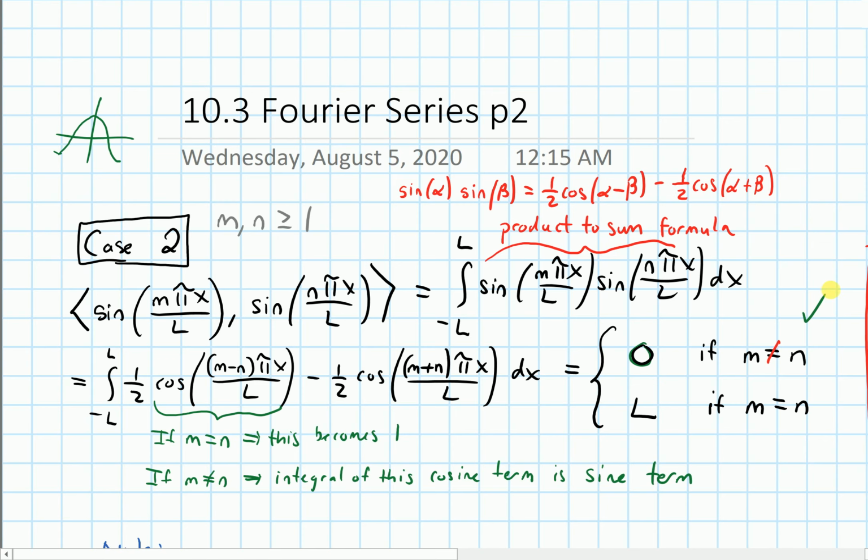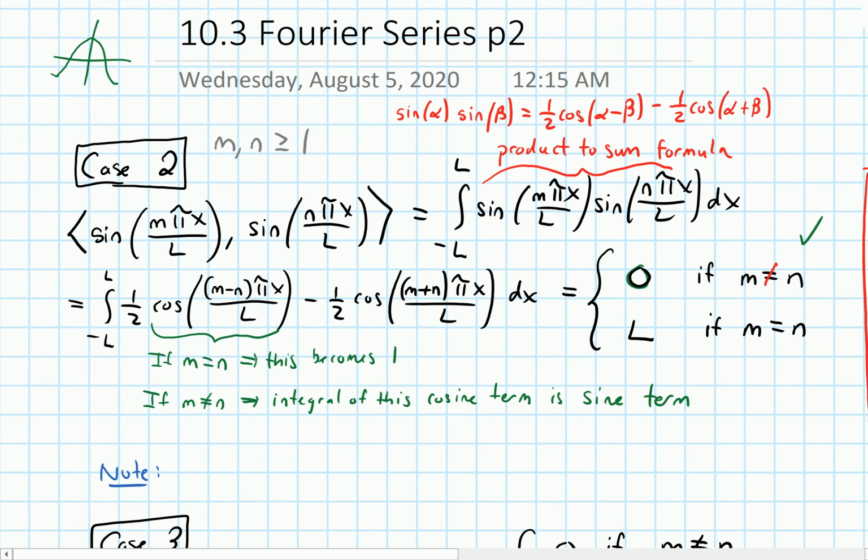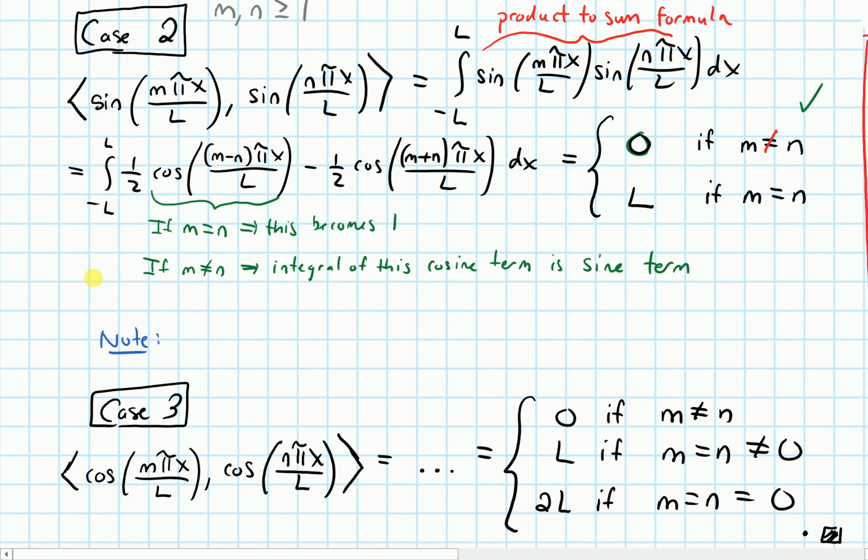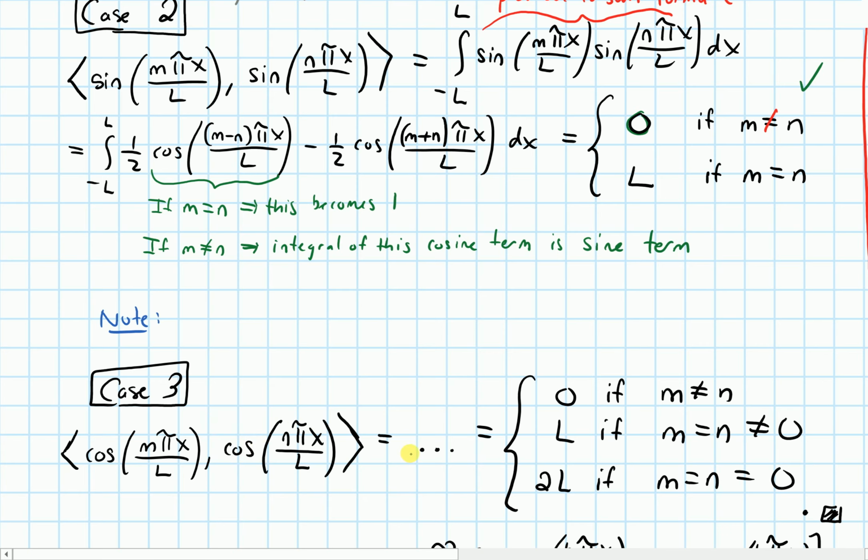So the third case is, what if we took the inner product of two cosine functions? In that case, I'm going to skip the computation, but there end up being 3 cases. It's 0 if m and n are not the same, and that's going to verify the orthogonality for us. If m and n are equal, there are 2 subcases. If they are equal and they're not 0, then this inner product becomes L. And if they are equal and they're both equal to 0, then the inner product ends up being 2L.